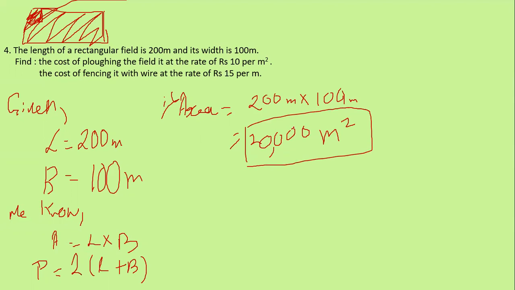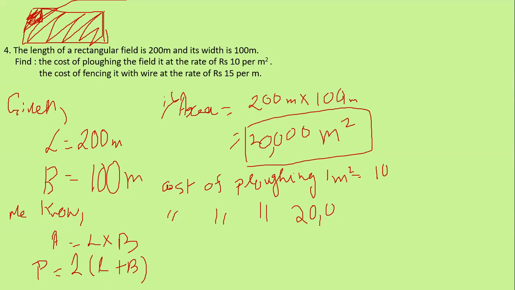ठीक है, what is the cost? Let me write it down. Cost of plowing. Cost of plowing 1 meter square is 10 rupees, right? Therefore, cost of plowing 20,000 meter square will be how much?